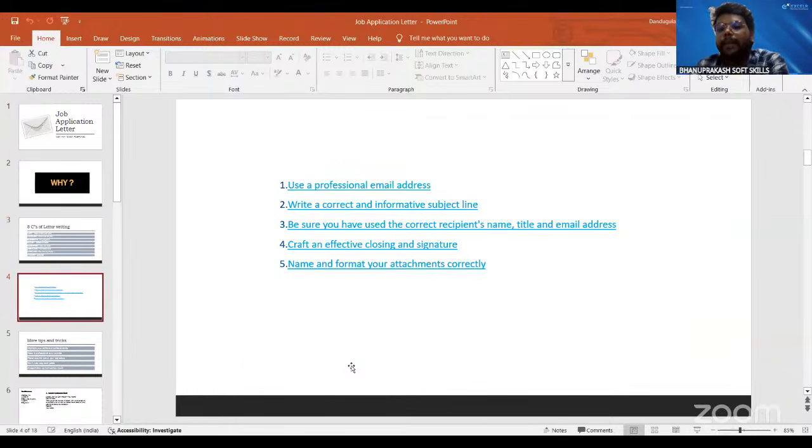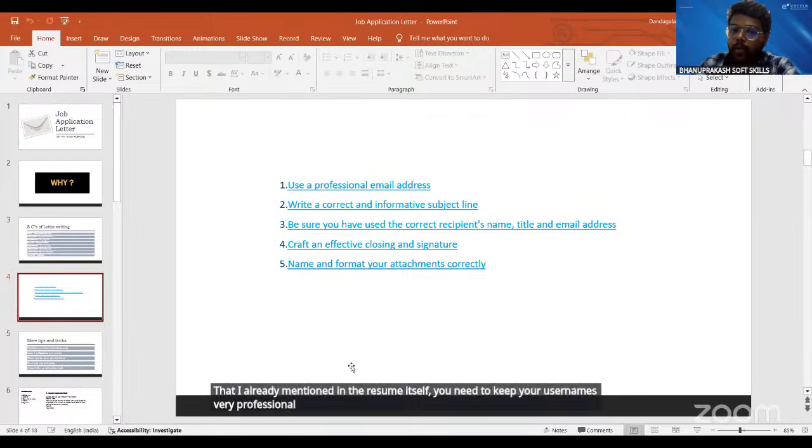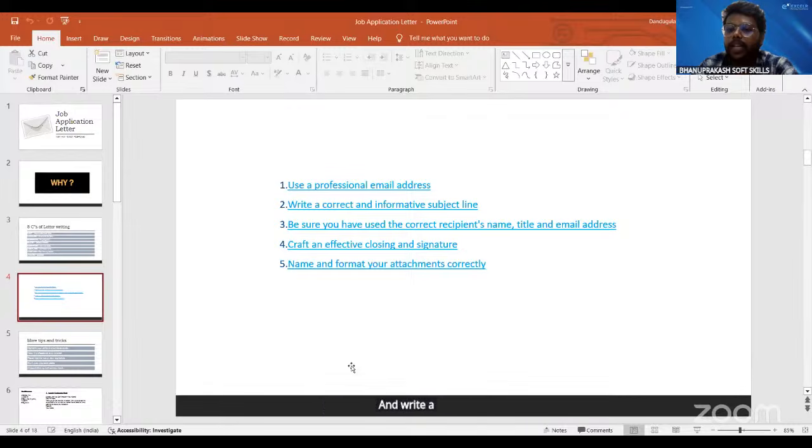Use a professional email ID, email address here. The reason I'm telling you professional is that, as I already mentioned in the resume itself, you need to keep your usernames very professional with a full name. No nicknames should be there. And write a correct and informative subject line.